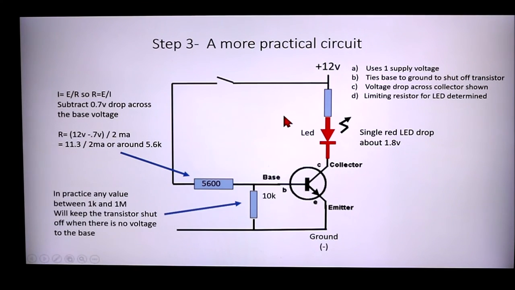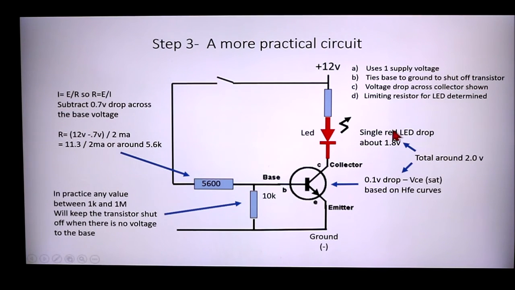Second thing we're going to do is figure out the value of this resistor, the base emitter resistor, and that can be anything between 1K to 1 meg. And it basically, as I said before, will keep the transistor shut off when there's no voltage at the base. Next thing is, as we saw from the HFE curves I showed you earlier, in our situation there's about a 0.1 volt drop across the collector to emitter. That's again called VCE sat, the saturation voltage based on those curves.